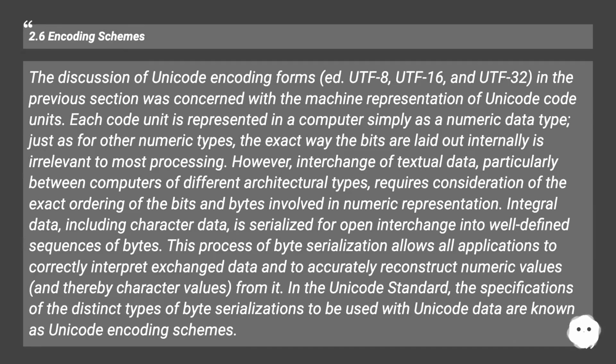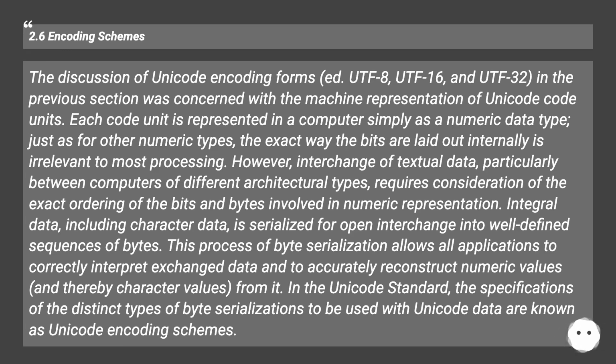2.6 Encoding Schemes. The discussion of Unicode encoding forms, namely UTF-8, UTF-16, and UTF-32, in the previous section was concerned with the machine representation of Unicode code units. Each code unit is represented in a computer simply as a numeric data type. Just as for other numeric types, the exact way the bits are laid out internally is irrelevant to most processing. However, interchange of textual data, particularly between computers of different architectural types, requires consideration of the exact ordering of the bits and bytes involved in numeric representation.